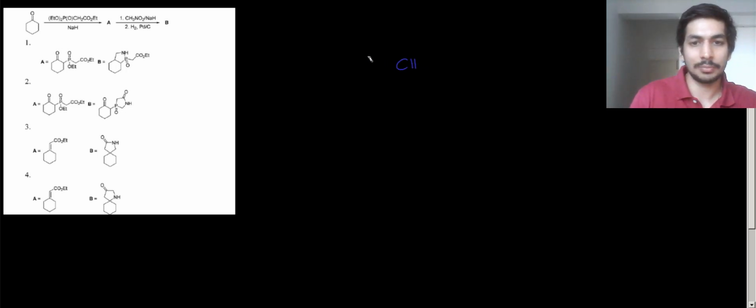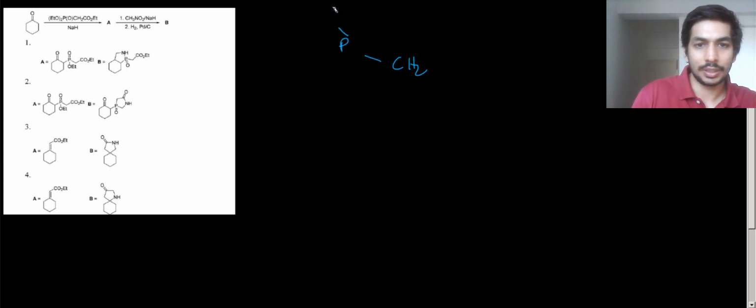We have CH2, let me use another pen, we have CH2, and we have phosphonate. Phosphonate is basically P(OEt)2 double bond O over here, and this is CO2Et, right? And we are adding sodium hydride.